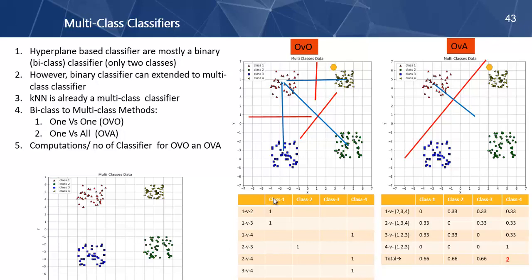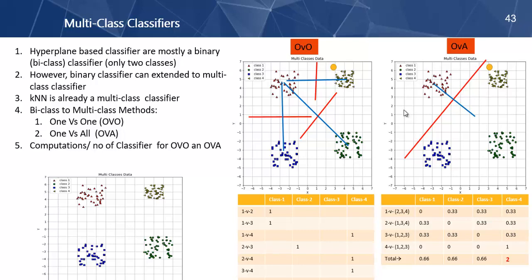Okay, and now total them up. Class 2 has a score of 1, class 3 has no score, class 4 has a score of 3, and 4 wins, so this point belongs to class 4. These yellow points, or test point, belong to class 4.